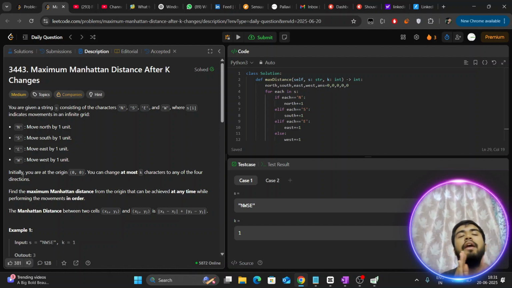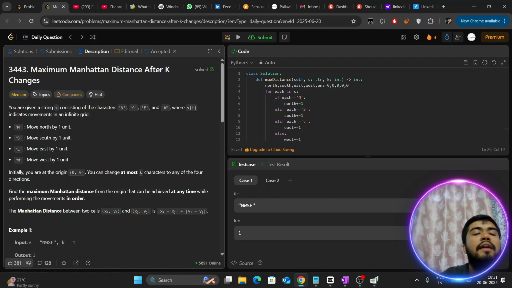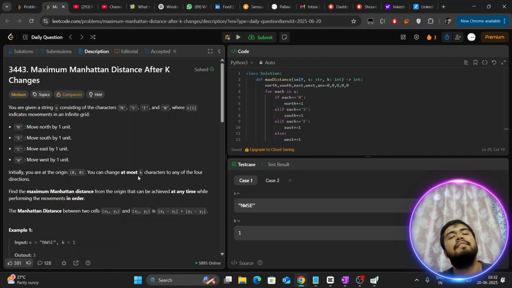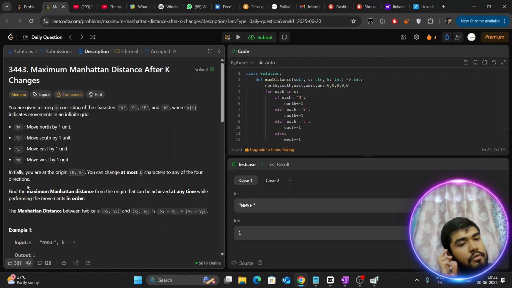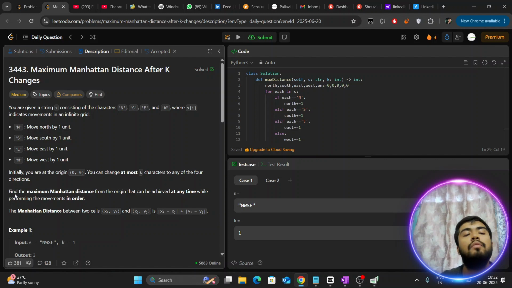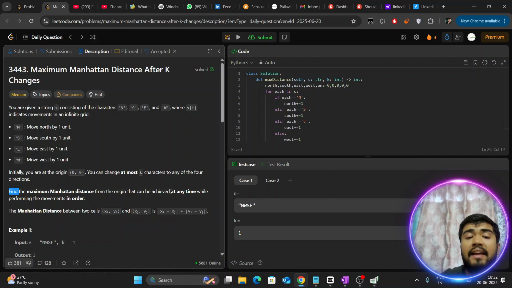So we are standing on an infinite grid at the (0, 0) index, and from there we can move north, south, east, west. A factor k is given to us, so we are allowed to change at most k characters to any of the four directions. Now after doing so, what do we have to return? We have to return the maximum Manhattan distance from the origin that can be achieved at any point of time, not just at the end of the game.